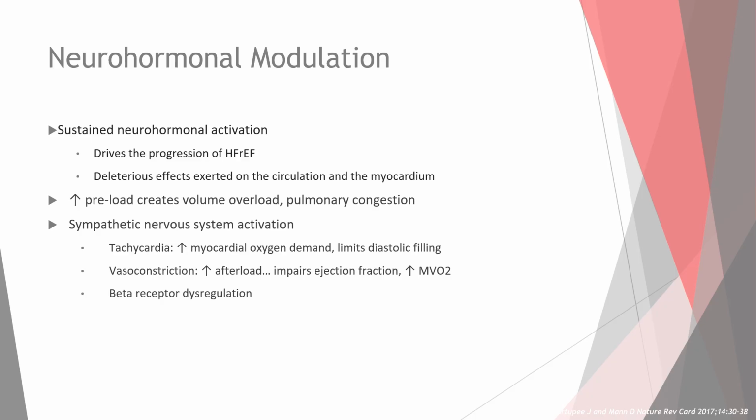While temporarily the neurohormonal modulation is essential to maintaining the function of the body, sustained neurohormonal activation drives progression of the heart failure disease. It leads to deleterious effects on circulation and myocardium. The increase in preload creates volume overload, and as such the symptom profile that we are all used to. The sympathetic nervous system activation increases heart rate, leads to tachycardia, increasing myocardial oxygen demand, limiting diastolic filling. The increased vasoconstriction or afterload impairs ejection fraction. And then there is beta receptor dysregulation.